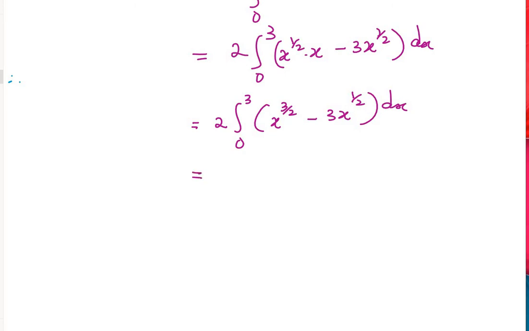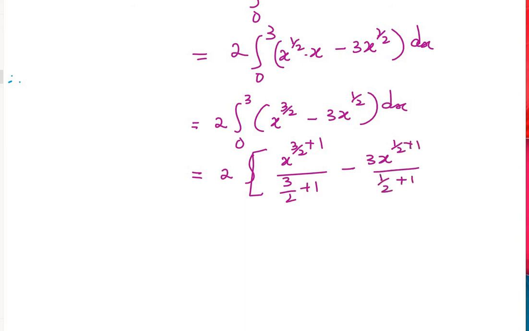And this is equal to 2 times the integral. Let us integrate it now. x to the power 3/2 will give you x to the power 3/2 plus 1 divided by 3/2 plus 1, minus 3x to the power 1/2 plus 1 divided by 1/2 plus 1, from 0 to 3.